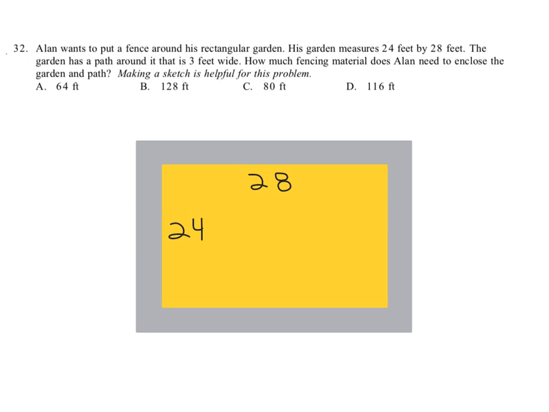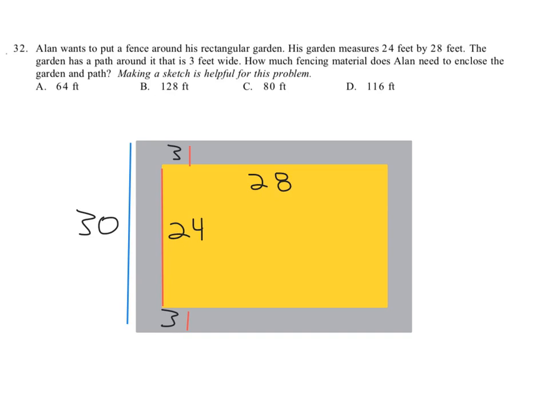So if this right here is 24 from there to there, you're going to have another 3 feet running from there to there, and another 3 feet running from there to there. So what's the total length along this side? Well, it's going to be 24 plus that 3 plus that 3, for a total of 30.